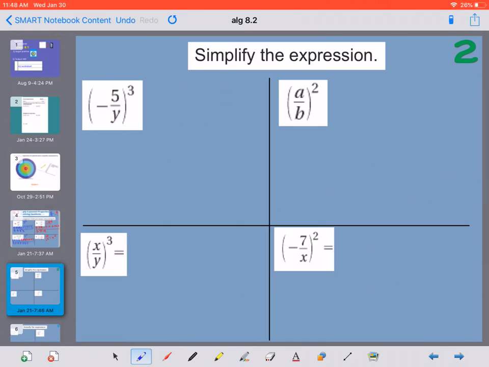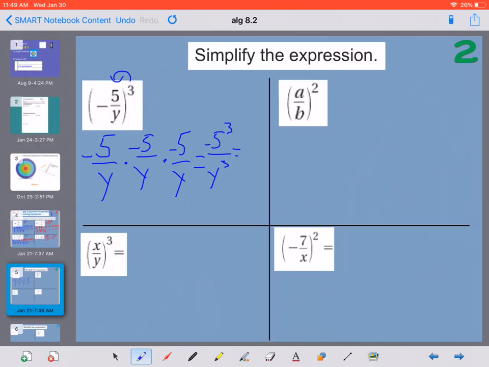Next one, now we have parentheses. Now this 3 is saying we have 3 groups of whatever's in the parentheses. So we have a negative 5 over y. Now I'm going to put that negative with the 5. I could put it with a y, but it doesn't matter. I'm going to put negative 5 over y here and negative 5 over y here. So now this is saying that I have negative 5 3 times over y 3 times.